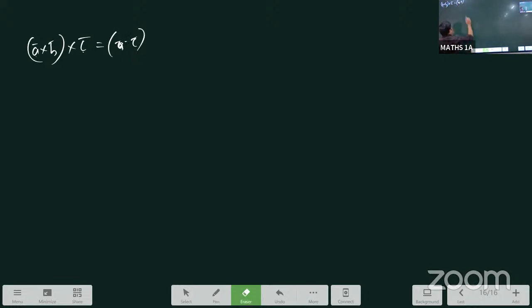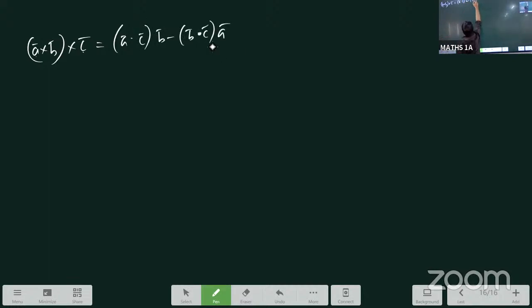a cross b cross c. And how to write this? Again, this into this. So extreme, say you do dot product with extreme, that is the formula. That is a bar dot c bar b bar minus b bar dot c bar a bar. That is the thing.